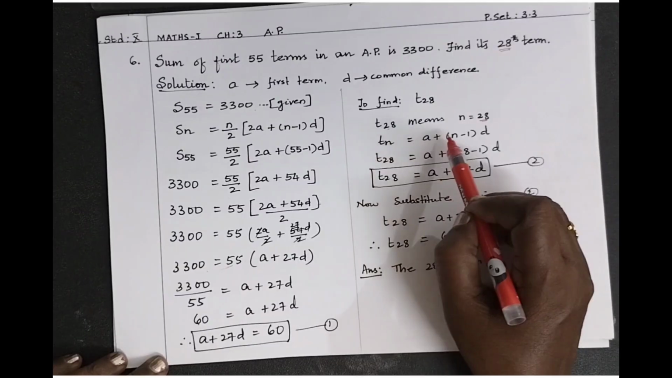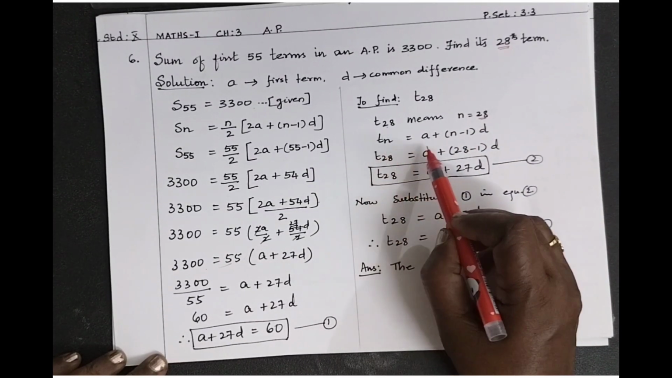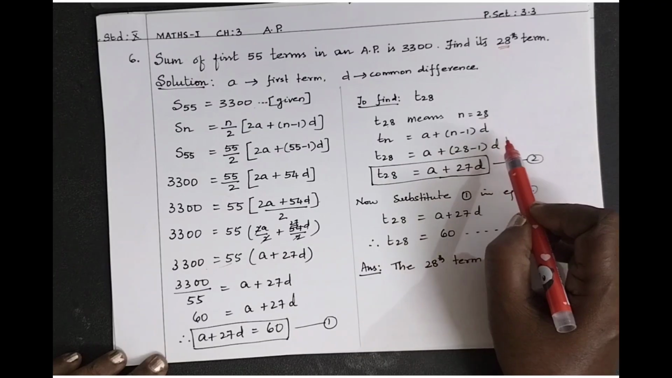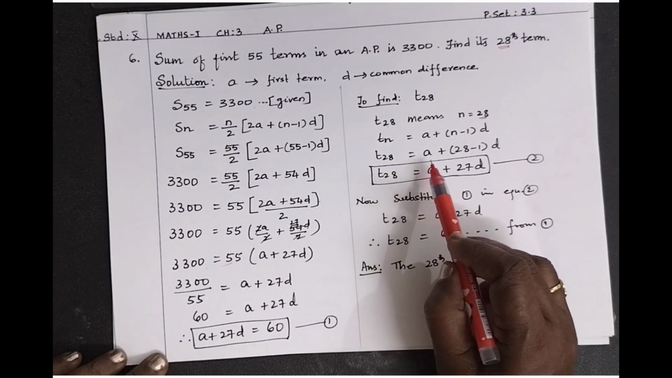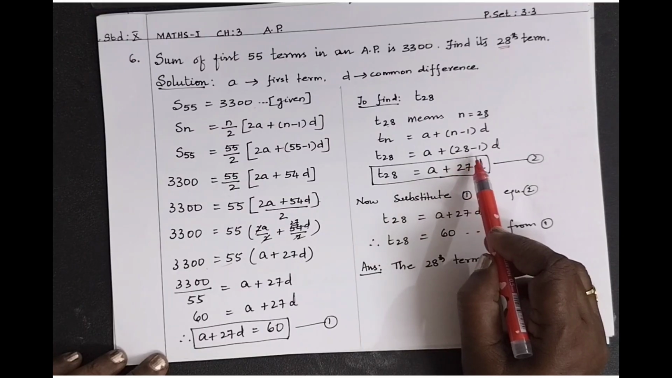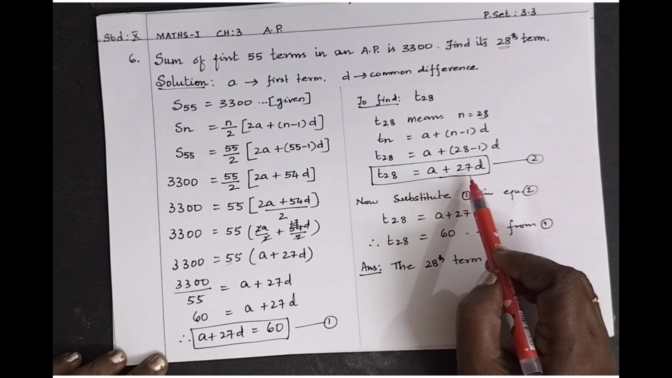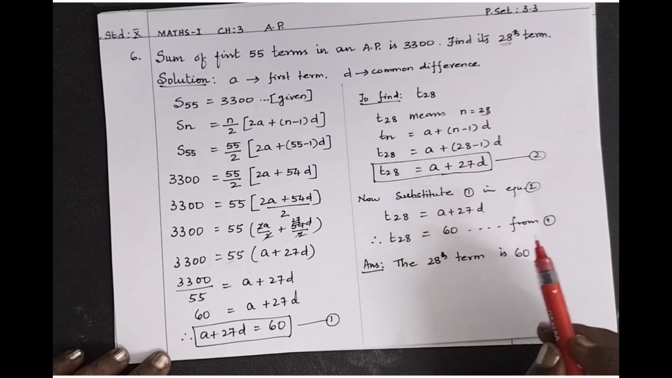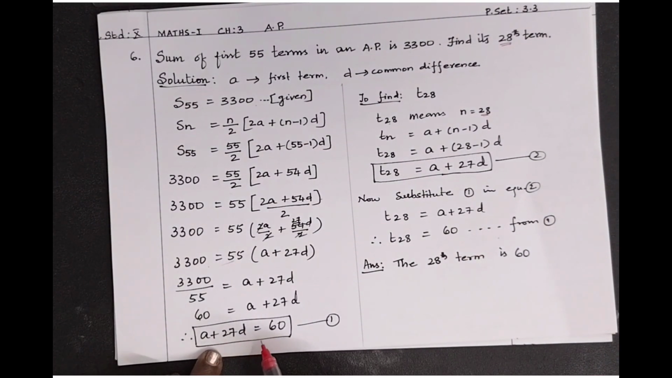Now to find T28, find its 28th term means T28. So T28 means n is 28. So let us write the Tn formula. Tn equal to a plus n minus 1 into d. Now substitute the values. T28 is equal to a plus 28 minus 1 into d. T28 is equal to what? a plus 27d.